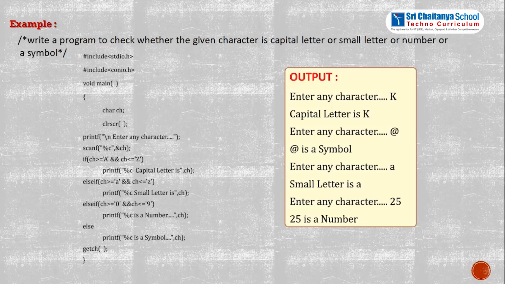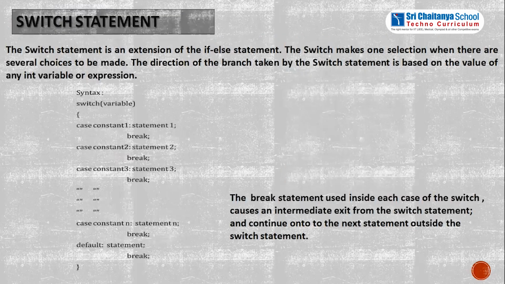There are four types of conditional control statements: simple if statement, if else statement, nested if statement, and else if statements. Now, one more type of conditional control statement is the switch statement. Whenever I have to make a choice, that is, when I have several choices, I have to go for the switch statement. The switch statement is an extension of the if else statement. The switch makes one selection when there are several choices to be made.